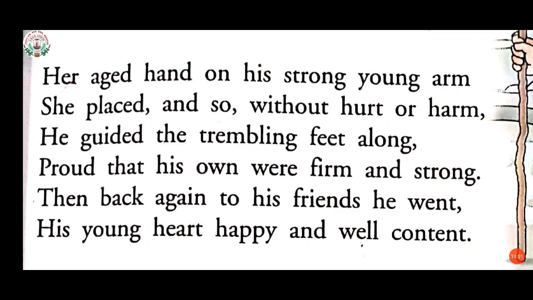Now, sixth stanza. Her aged hand on his strong young arm she placed, and so, without hurt or harm, he guided the trembling feet along, proud that his own were firm and strong. Then back again to his friends he went, his young heart happy and well content. Now here the first four lines. Her aged hand on his strong young arm she placed, and so without hurt or harm. Here hurt or harm means injuries. He guided the trembling feet along. Trembling here is shivering. Proud that his own were firm and strong. The meaning of proud over here is feeling proud of oneself.